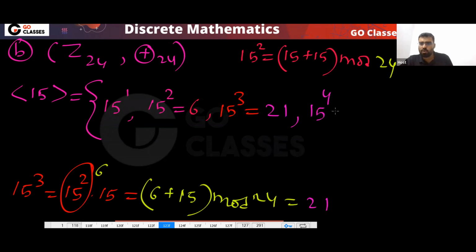What is 15 power 4? Now you don't have to calculate from scratch. This is a finite group, so definitely the order is finite. Ultimately you are going to get the identity element. You don't have to start from 0 or worry about the negative side or power 0, because every element has finite order. Everything will come.